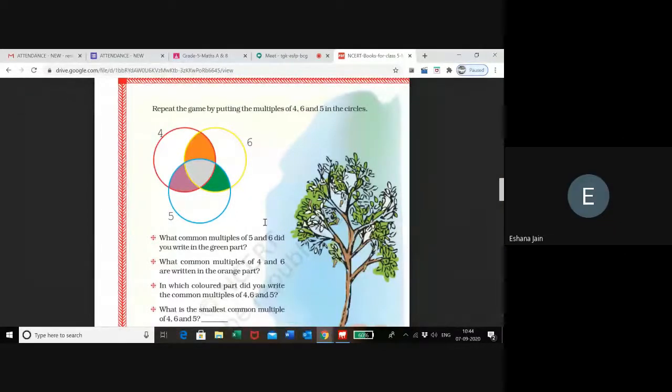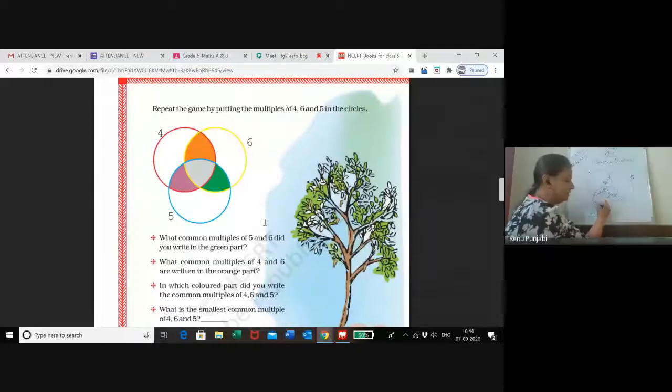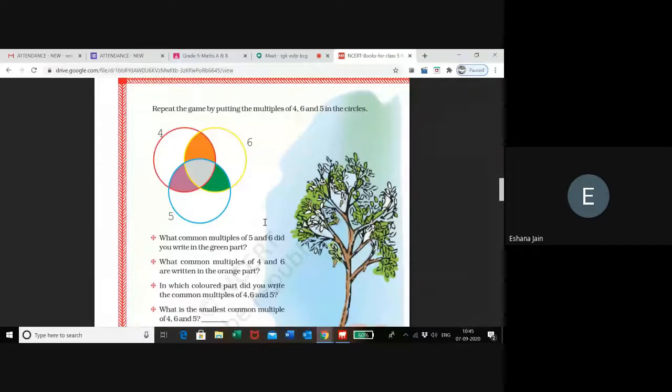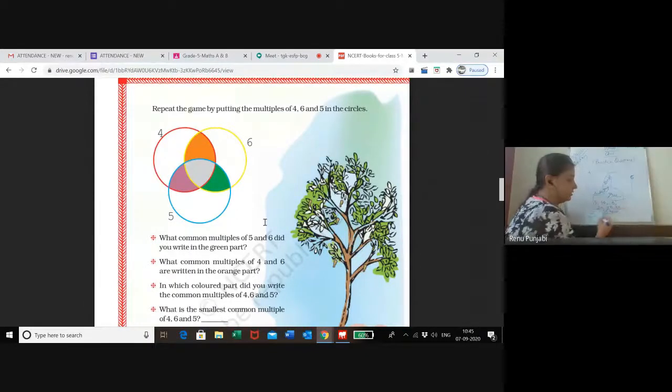Yes, ma'am. The multiples of 5 are 5, 10, 15, 20, 25, 30, 35, 40, 45, 50. Till 10 you have to write, but you know that the multiples are endless, right? But at least till 10 you have to write.